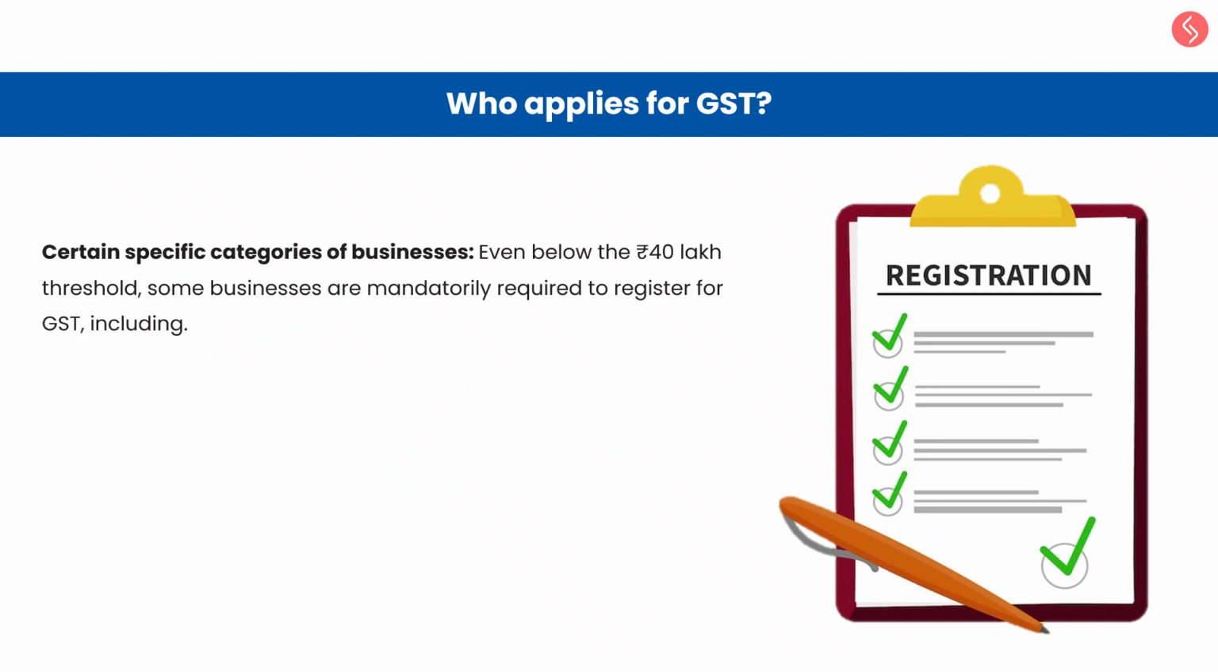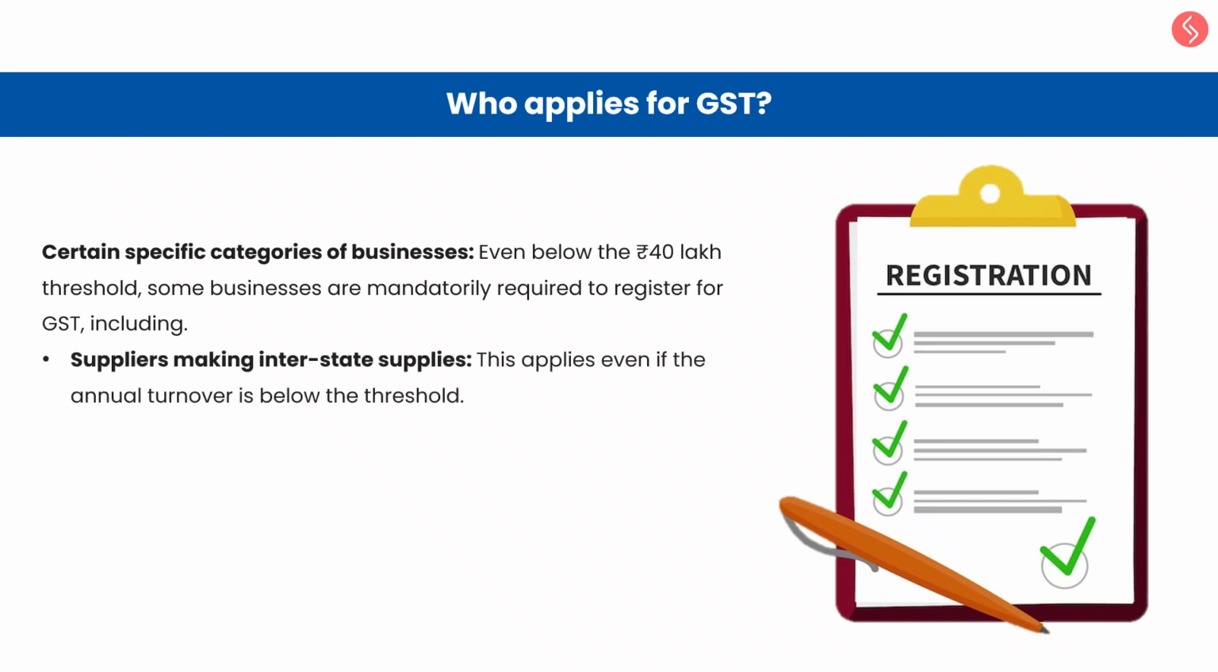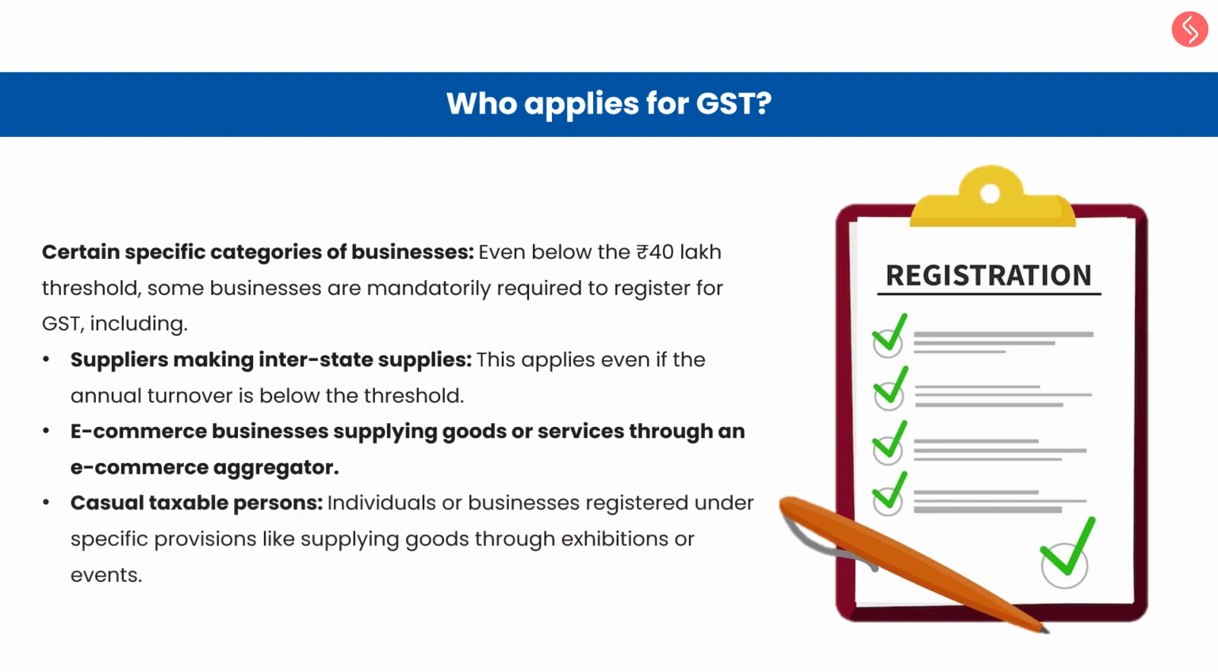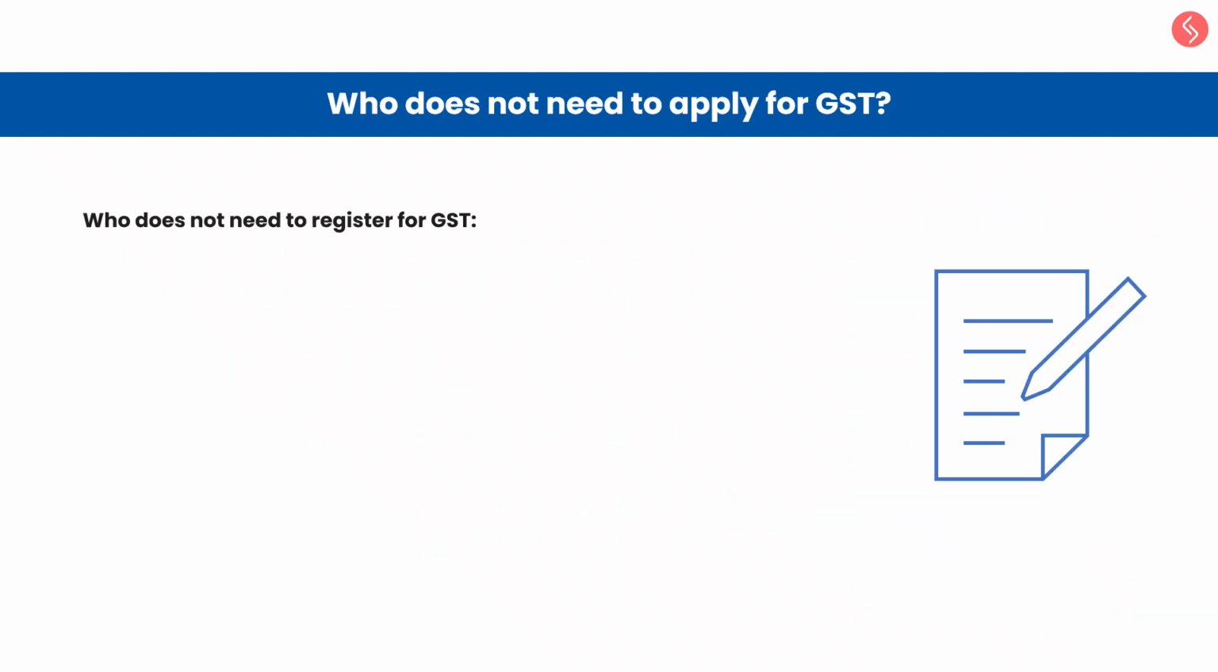Certain specific categories of businesses. Even below the 40 lakh rupees threshold, some businesses are mandatorily required to register for GST, including suppliers making interstate supplies. This applies even if the annual turnover is below the threshold. E-commerce businesses supplying goods or services through an e-commerce aggregator. Casual taxable persons. Individuals or businesses registered under specific provisions like supplying goods through exhibitions or events. Agents of a supplier.